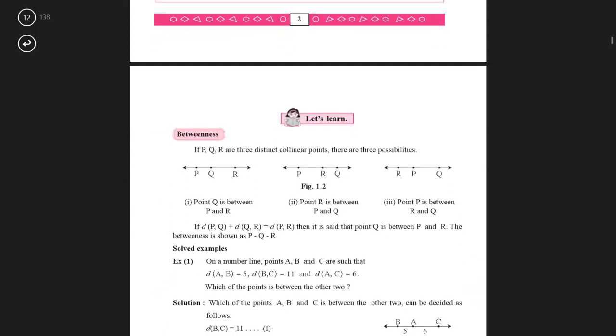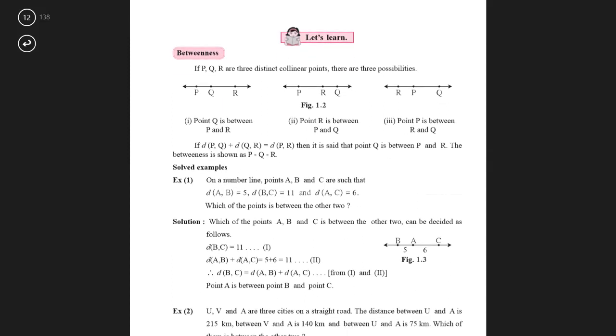All right. Now the next topic that we come to is betweenness. What does betweenness mean? Now look at these figures. You have 3 distinct collinear points, P, Q, R. Now first of all, what does collinear mean? Points which are collinear. It means that points lie on the same straight line. So if I call PQR to be collinear, it means all 3 of them lie on the same straight line.